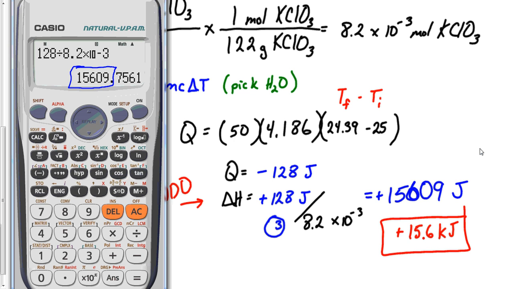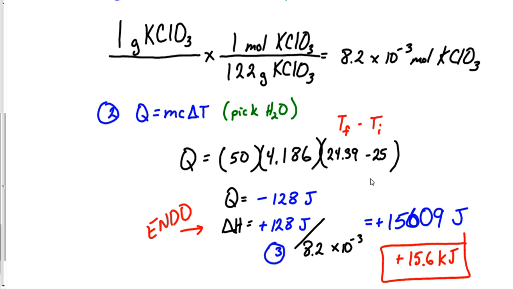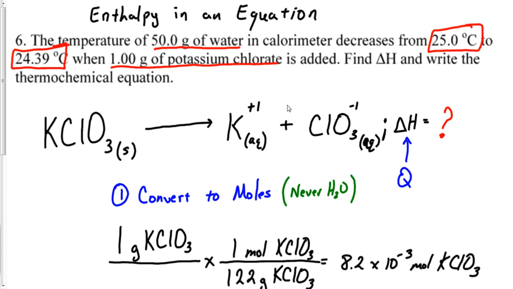20-something points of masterpiece here. Step number 1, convert to moles. Step number 2, MC delta T, divide. You got to change this to kilojoules. But anyway, that is how you find enthalpy in one of these problems.